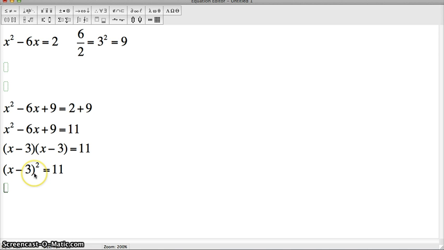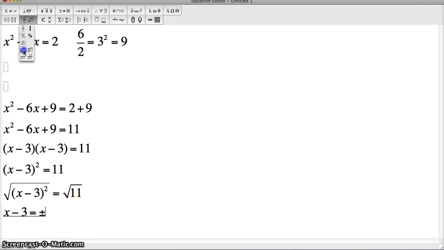And so the thinking here is that we can undo that square easily by taking the square root of both sides. The square root of that side, and then the square root of the other side. So we get something that looks like that. And then remember that when you take the square root of a quantity squared, this ends up being an absolute value. What that boils down to is that we're going to have both a positive and a negative answer. So you always are going to end up writing plus or minus square root of 11.